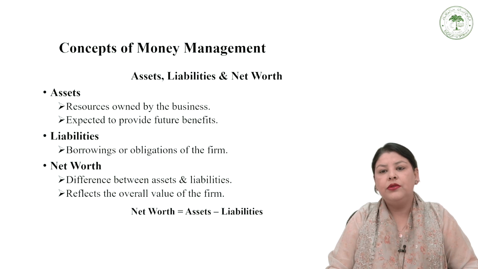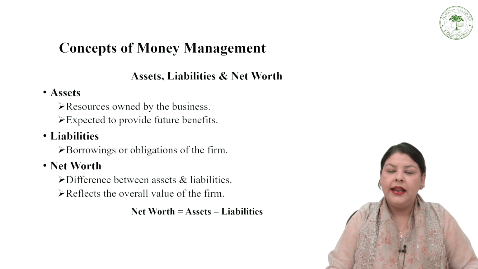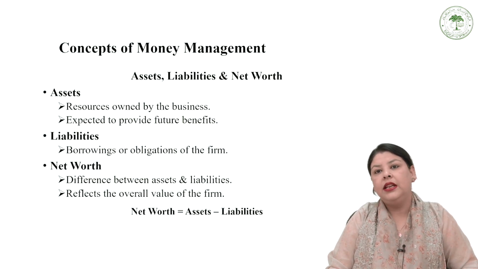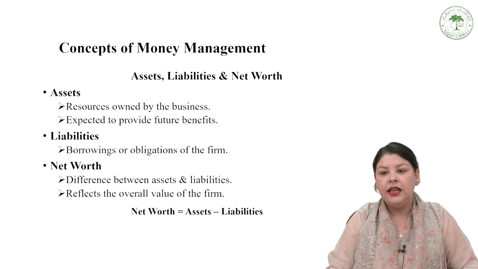Now, let's move on to some basic terms used in money management. First, we have assets. These are the resources a business owns and they are expected to provide future benefits such as cash inflows. Next, we have liabilities. It represents the borrowings or obligations of the firm, essentially what the business owes to others. Finally, we come to net worth. This is simply the difference between assets and liabilities, and it reflects the true value of the firm.